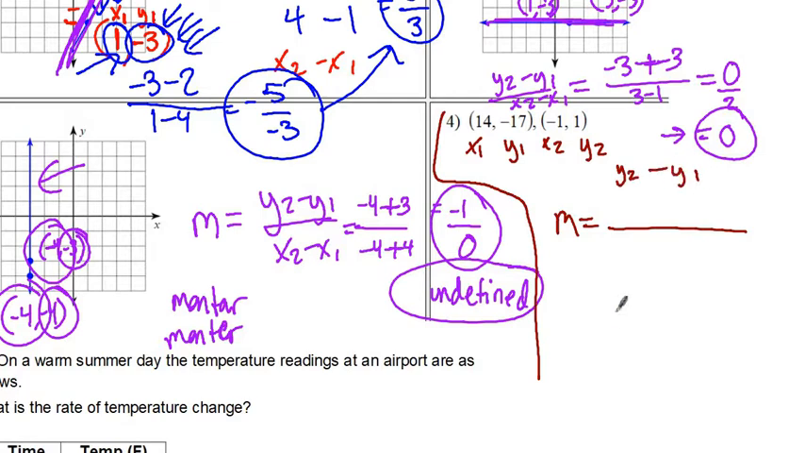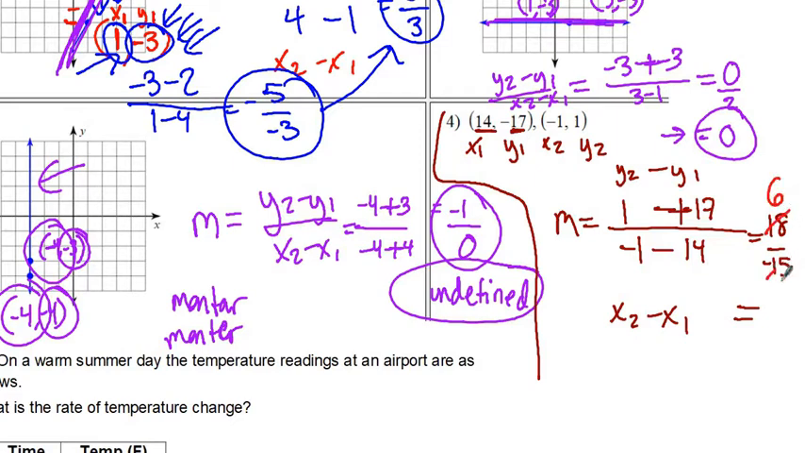So this is our formula again. y2 is going to be 1 minus y1 is -17. 1 minus -17 is like 1 plus 17, which is 18. And then x2 is -1 minus x1 is 14. -1 minus 14, -15, and then we can reduce that. 3 goes into this number 6 times, and it goes into that number 5 times. So -6/5. So if you were to actually plot these points, you would see a negative slope. It would be going down like that.